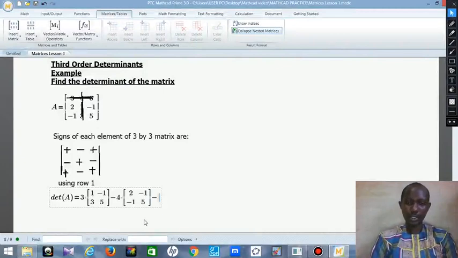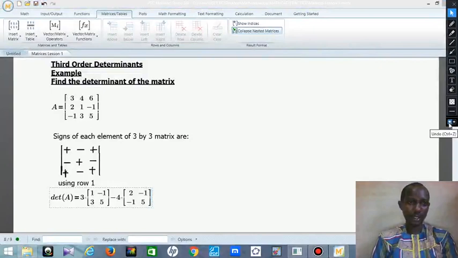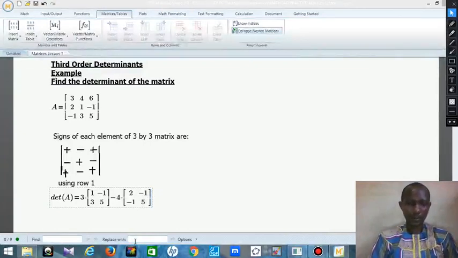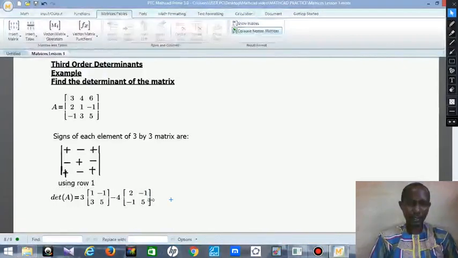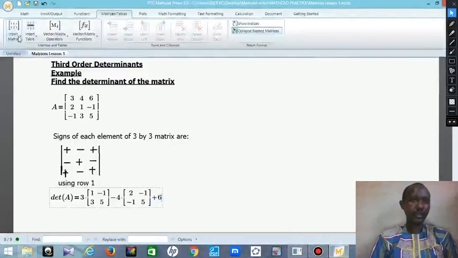Then continue. The next number, let me remove those lines so that you can see the number very well. The next number in row 1 again is 6. You can see it. And what is the sign attached to 6, which is plus 6? You now write it down, plus. Sorry, let me adjust it well. Plus 6. Then you put your sign, plus 6.